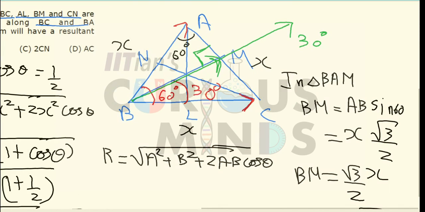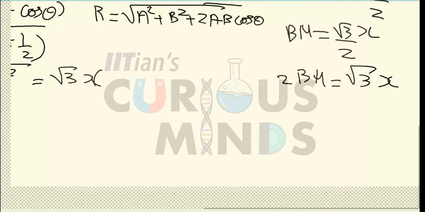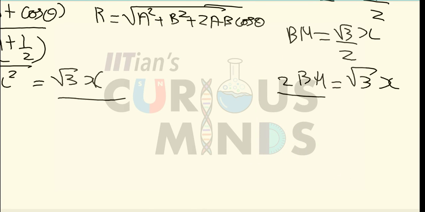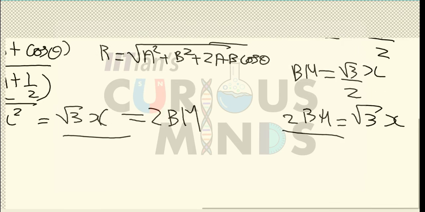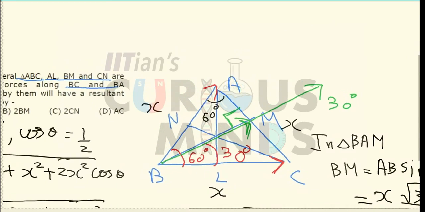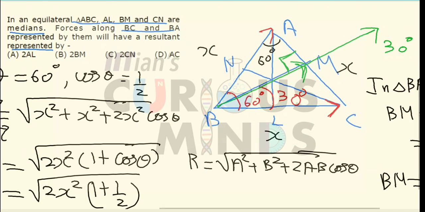Which is equal to the resultant. So the resultant over here is equal to 2 times BM. We have got the magnitude as well as the direction. So the correct answer over here is option number B.